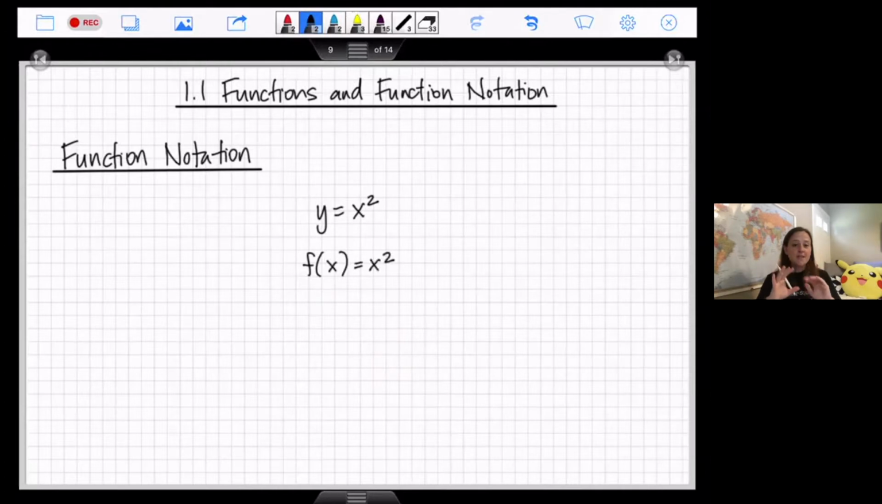Okay, so the two lines that I've written there are mathematically equivalent. They mean exactly the same thing. This notation is just another name for the variable y. And we read this f of x.